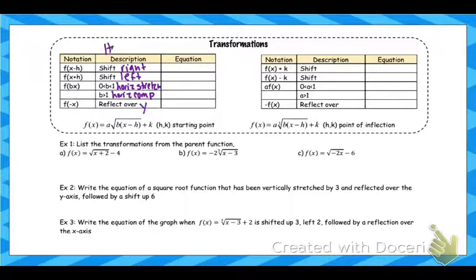So everything in that little chart on that side were our horizontal transformations. Those occur inside the square root. So if it's under the root, it's horizontal. It doesn't matter if it's a square root or if it's a cube root. If it's under the root, it's going to be a horizontal change.